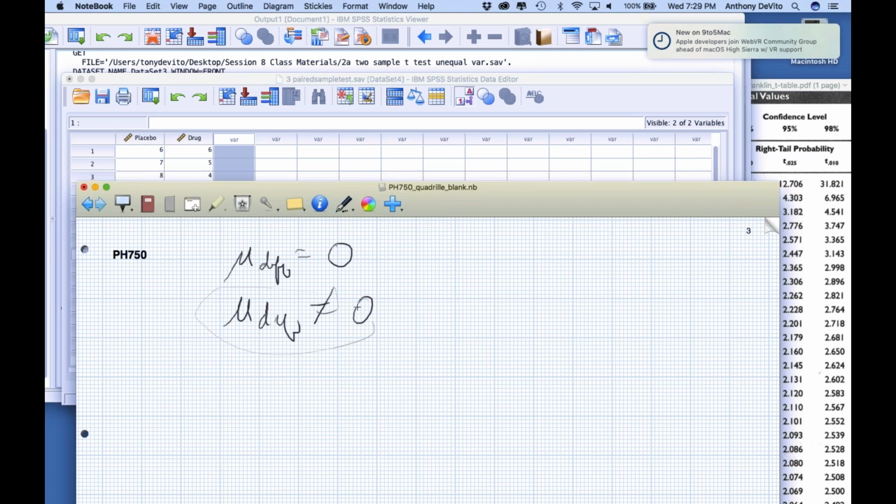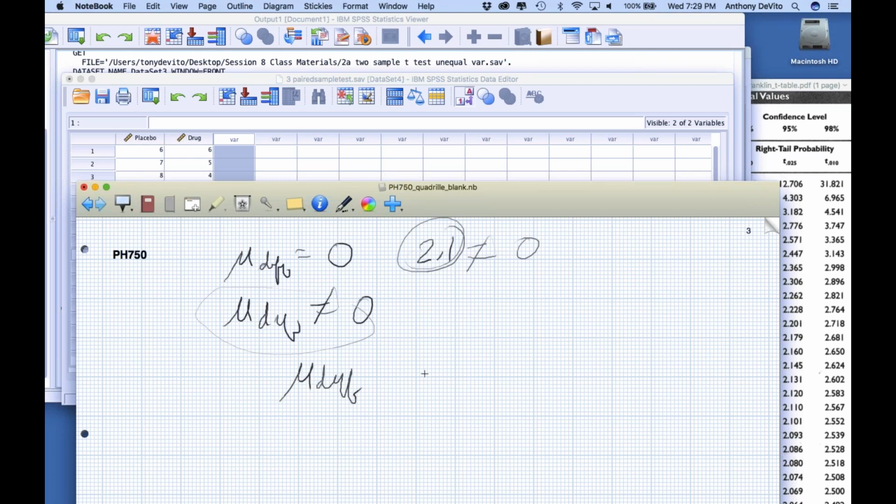And let's say that our average comes out to be 2.1, we want to prove that that's not equal to 0. So let's take a look at that. What's really happening here is we're going to take our mean difference and compare it to a set value of 0. We've just done that before. That's what a single sample t-test is. So basically, paired samples is another kind of single sample t-test.